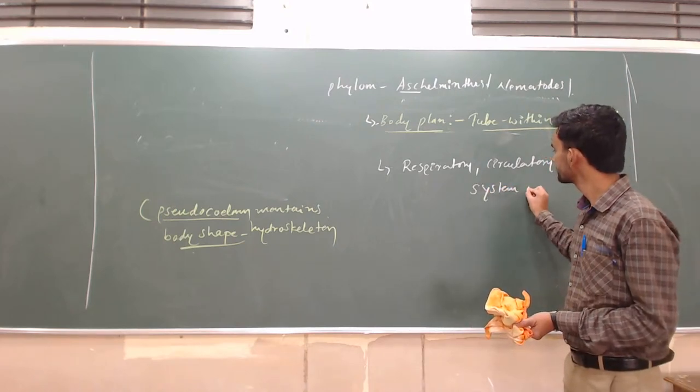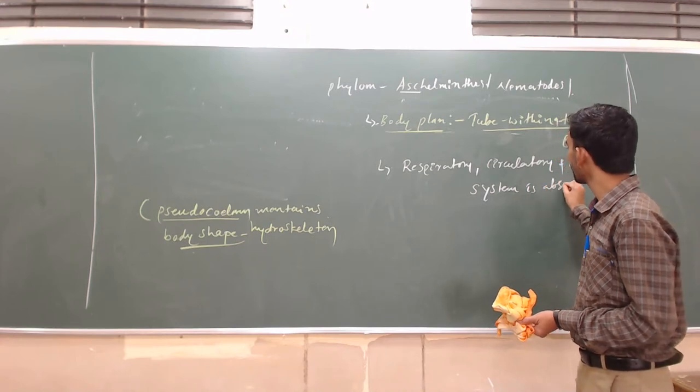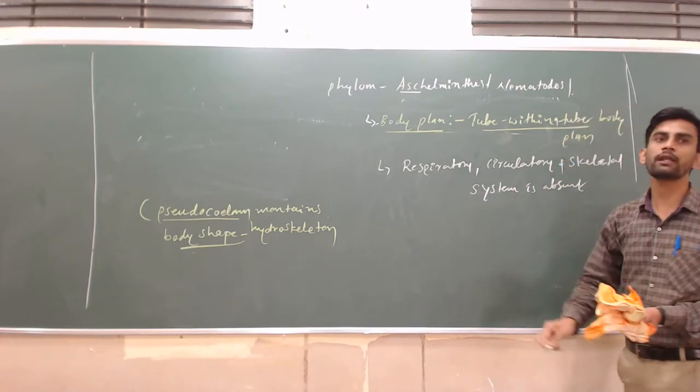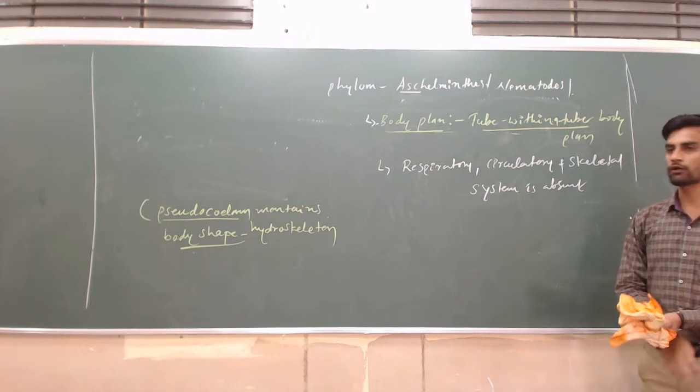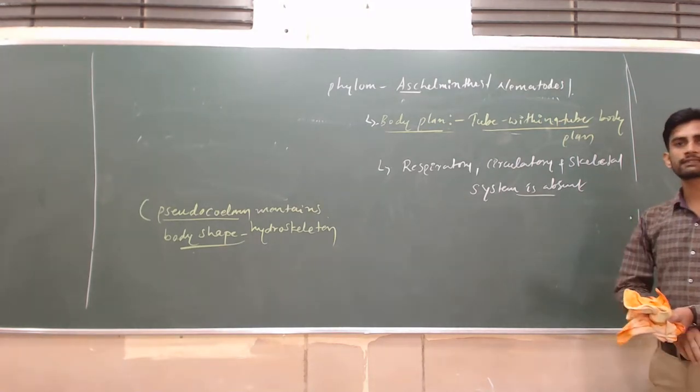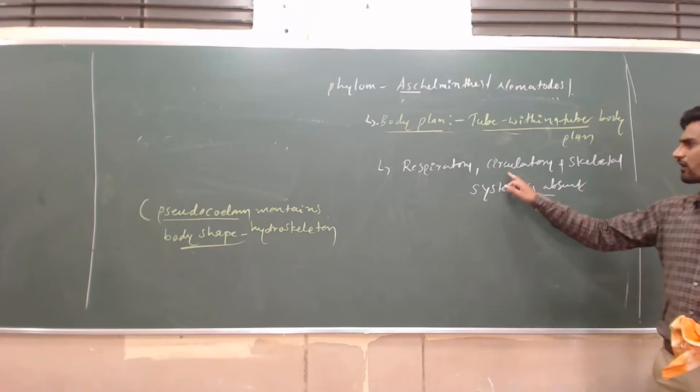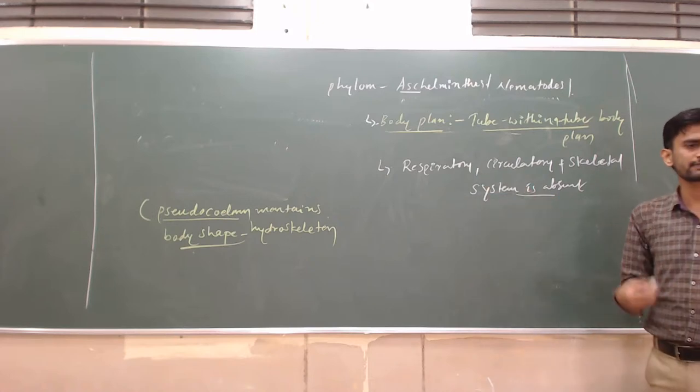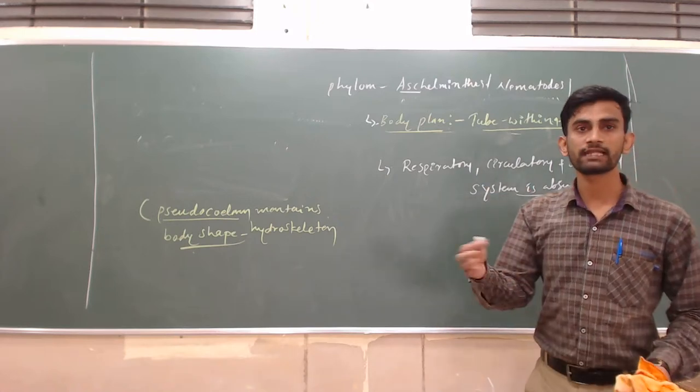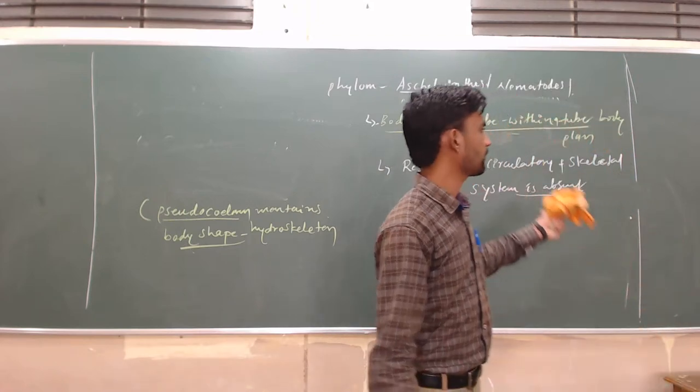System is absent or yet to develop, in the sense that those systems are absent only. So here also respiration or exchange of gases takes place through the body surface. Are you getting my point? So through the body surface.